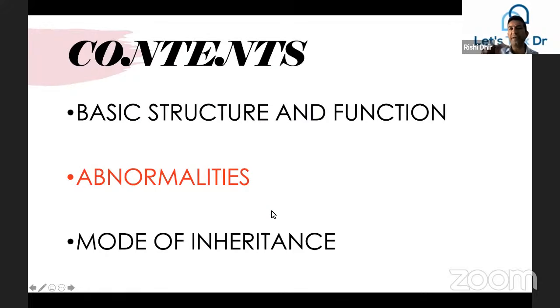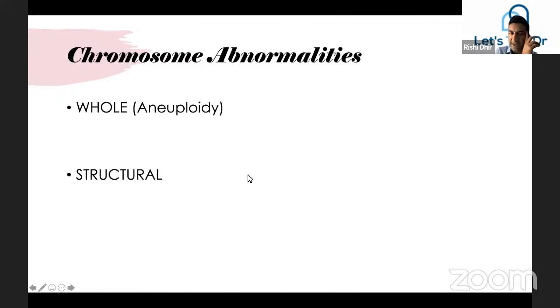So we described our basic structure and function, what happens normally. The next thing is what happens when things go wrong. Chromosome abnormalities you can think of as either at the level of the whole chromosome, called aneuploidy, or structural abnormalities of a single chromosome. Whole chromosome abnormalities can involve loss or gain of a whole chromosome, which is called aneuploidy. Usually the loss of a whole chromosome is more severe in phenotype than a single gene defect, as you lose more genetic information.